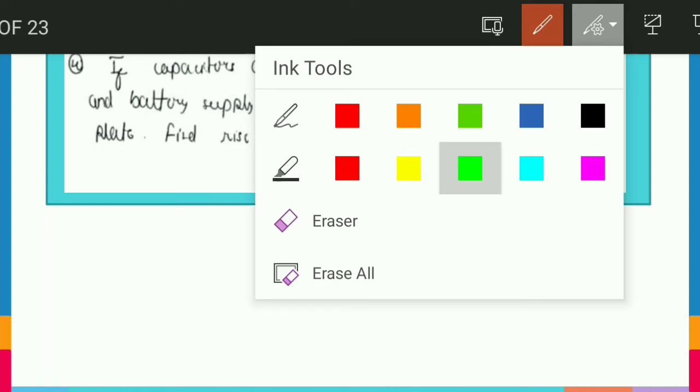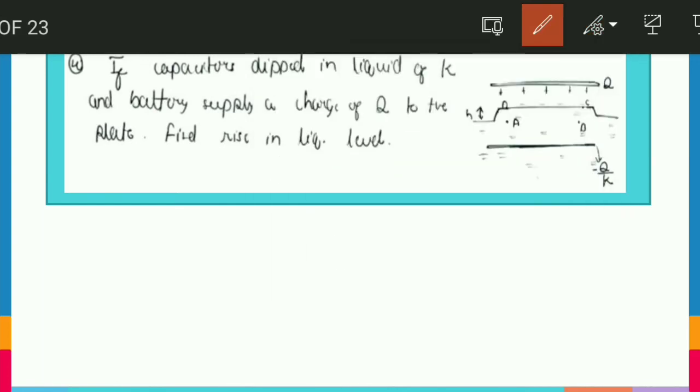Yes, friends, let's see how we have to tackle this question. It says if a capacitor is dipped in a liquid of dielectric constant K and the battery supplies the charge Q to the positive plate, then we have to find the rise in the liquid level. This is our capacitor's plate dipped in a liquid of K, and Q is the charge supplied by the battery to the positive plate. This is our positive plate. And one important thing: let's say this is the rise in the level of the liquid.